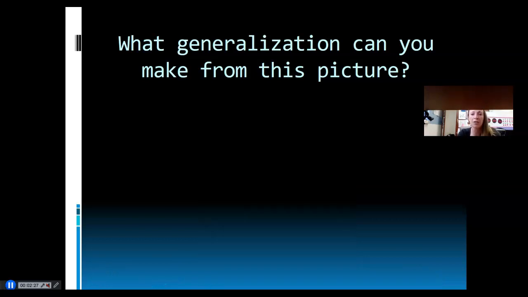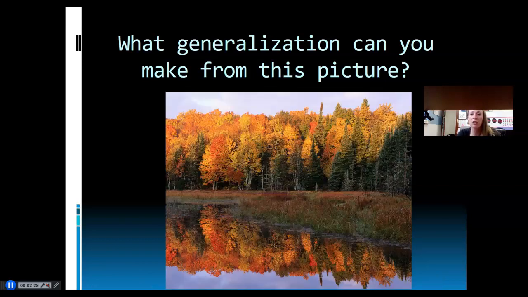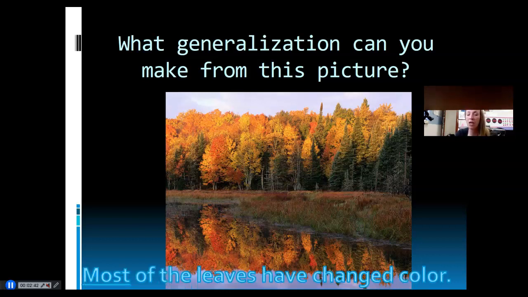Let's make a generalization for this picture. This picture is a picture of trees, or you could write a generalization about fall or autumn. So this is my example. My example says, most of the leaves have changed color. What would your generalization be? Please write down your generalization for this picture. Remember to write one of our generalization words: most, many, all, few, or some. Pause your video, write your generalization about this picture.